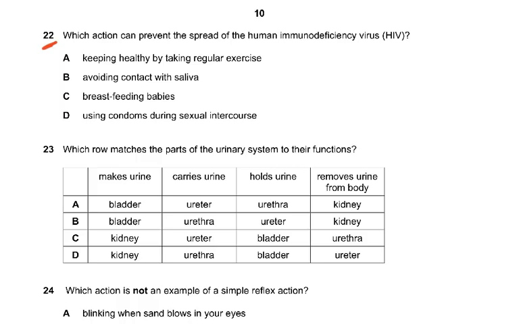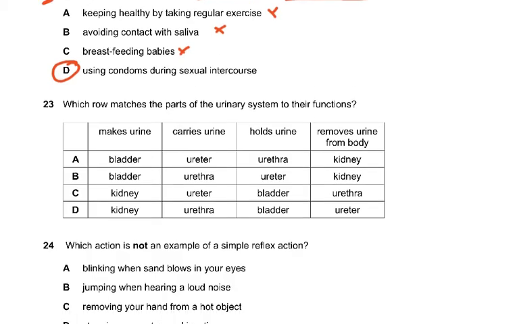Question 22. Which action can prevent the spread of the HIV? You know, it's a STD, sexually transmitted disease. So the answer is D. The rest of it is all wrong, and that is not going to be the reasons of it. Then coming to question number 23.